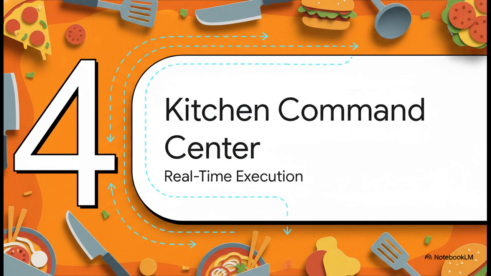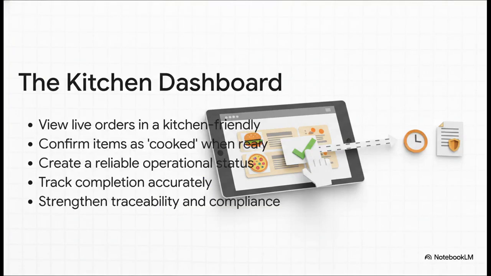Let's head into the heart of the operation, what we call the Kitchen Command Center, or the Kitchen Dashboard. Now, this is not just some static list of tickets. It is a live interactive dashboard that's designed for the pace of a busy kitchen. Your team can see all the live orders, and with just a simple tap, they can confirm an item is cooked. And that one little tap, it's huge. It creates a digital timestamp giving you a totally reliable status trail for every single item, which, as you know, is absolutely crucial for traceability and compliance.